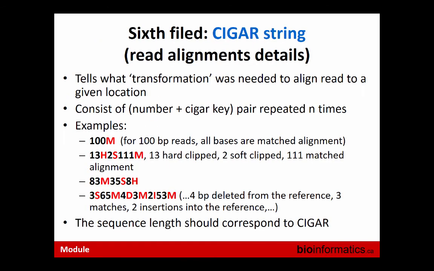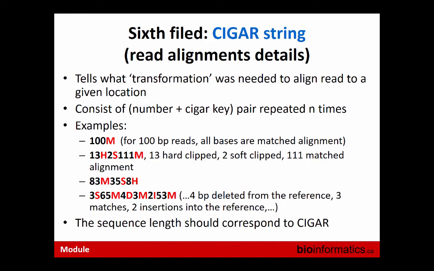Now, a very confusing but very useful part of the SAM format is field number 6, the CIGAR string. The CIGAR string essentially tells us how the read was scrambled during alignment, what was done to the read in order to actually place it in this location. It tells us how many bases were mapped, and it could be with mismatches or without mismatches, but as we said, we only allow 2 mismatches. Then it tells us whether we have an insertion or deletion. It tells us whether part of the read was so-called soft clipped.